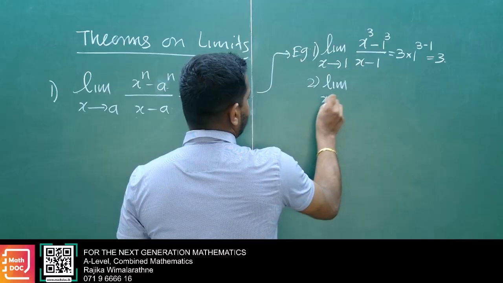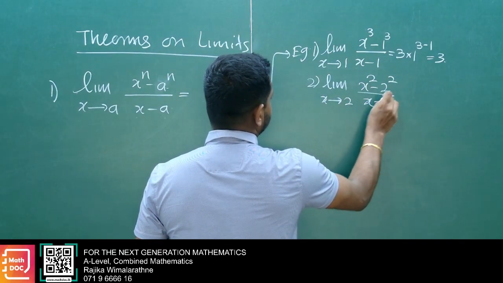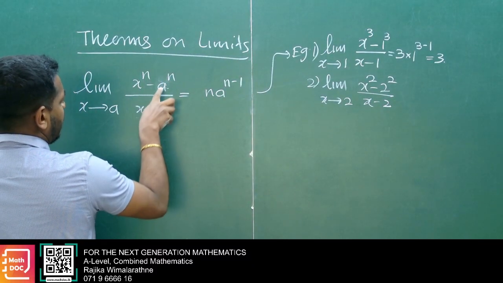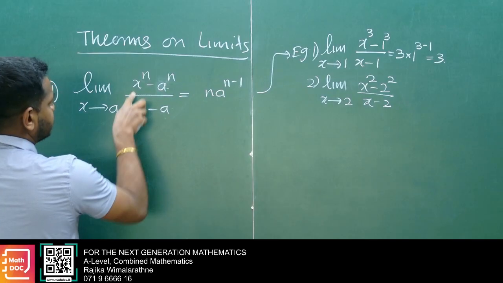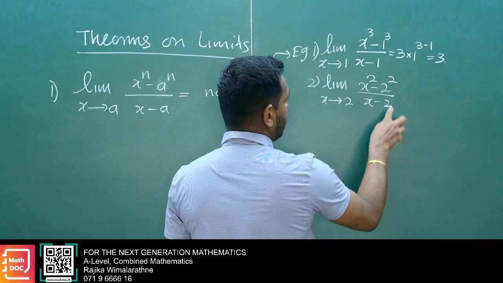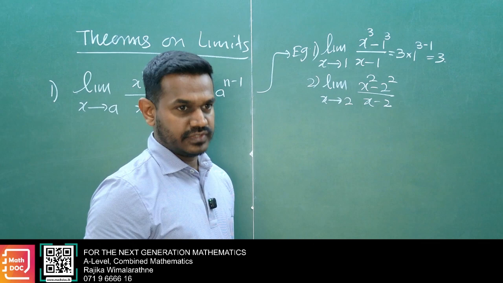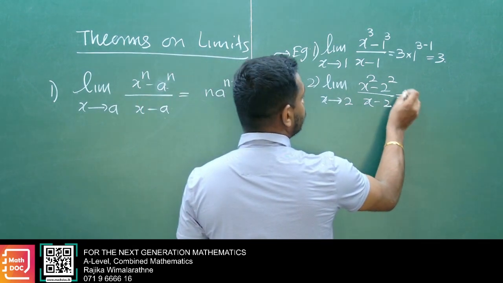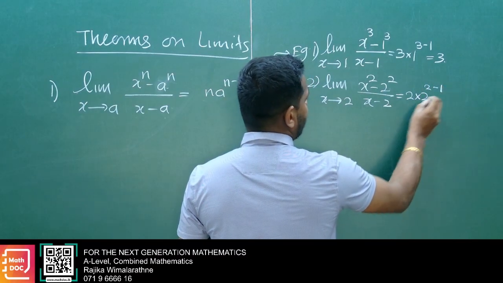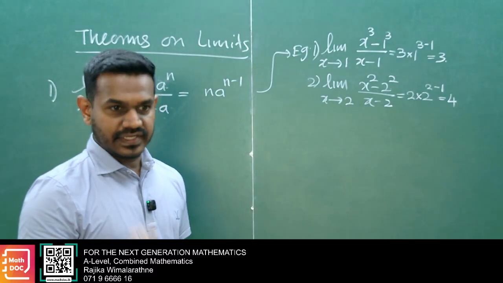Limit as x goes to 2 of (x to the power n minus 2 to the power n) divided by (x minus 2). According to the theorem, here we must have x in 3 places, a in 3 places, and n in 2 places. Then according to the theorem we can write n times a to the power n minus 1, where a is 2. The answer is 4. Likewise we can evaluate using the theorem.